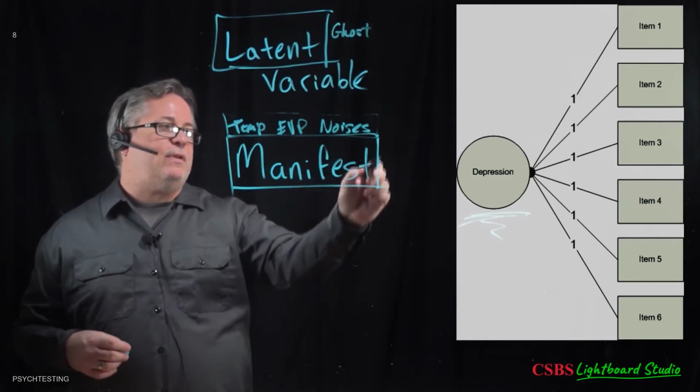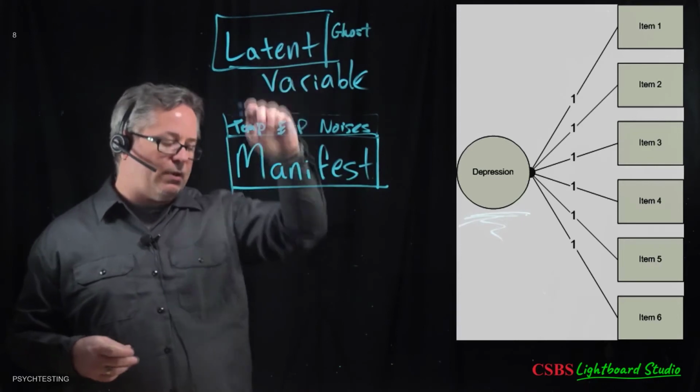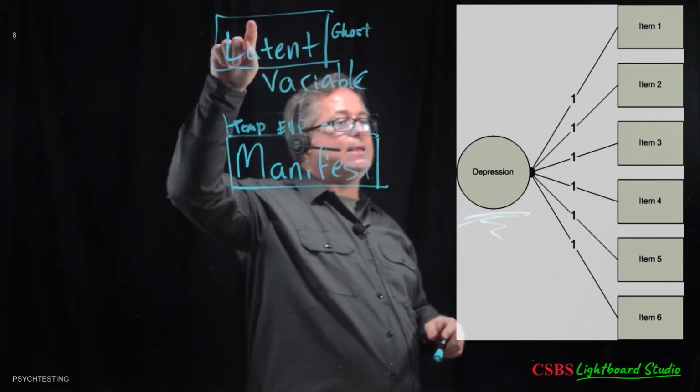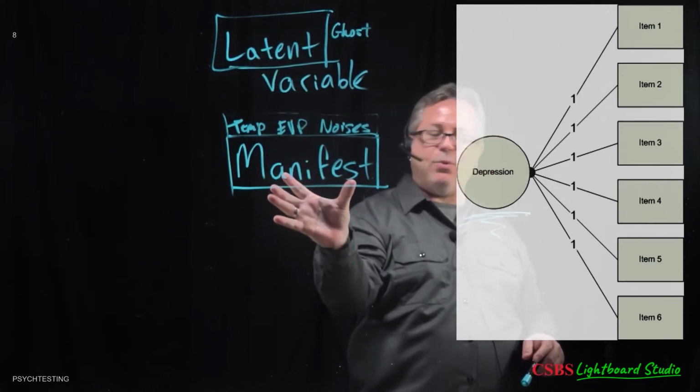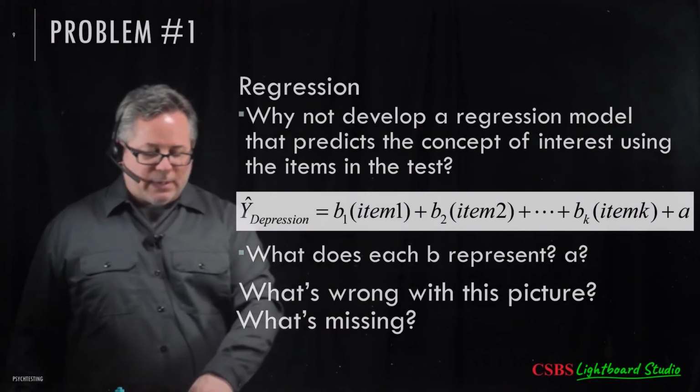So the manifest things are the things you can see, experience, and measure. Latent are the things that are sort of hidden, that usually is the goal. We're usually trying to understand this, but we're left with this. We can't get to this directly, so we have to go through this to get to this. Okay, so go back to here a second.